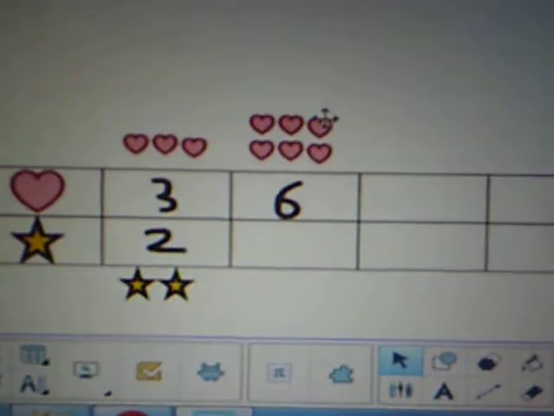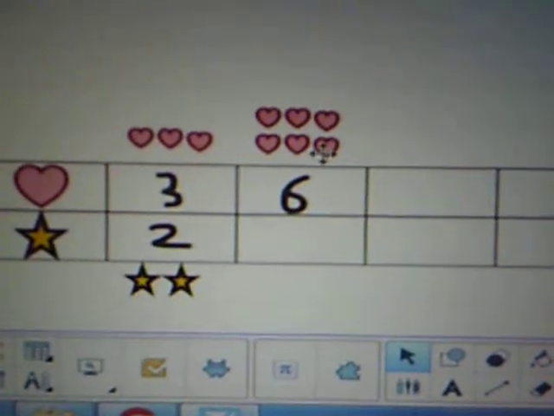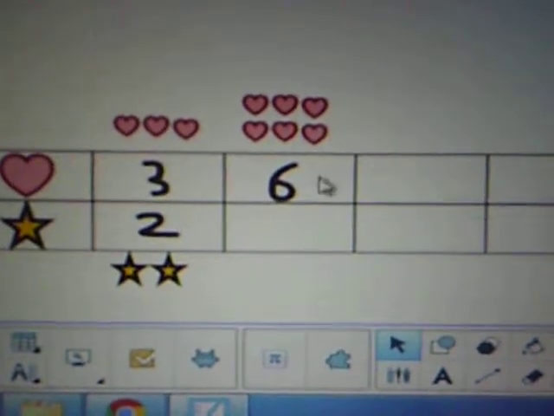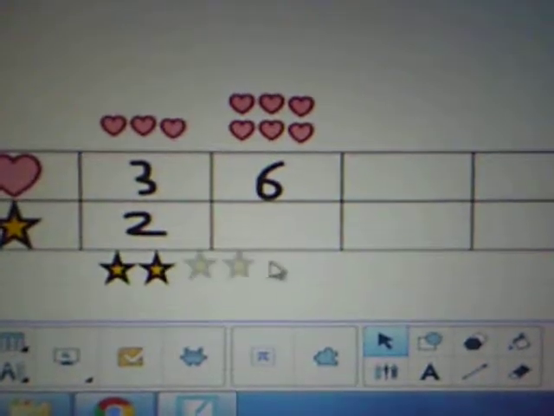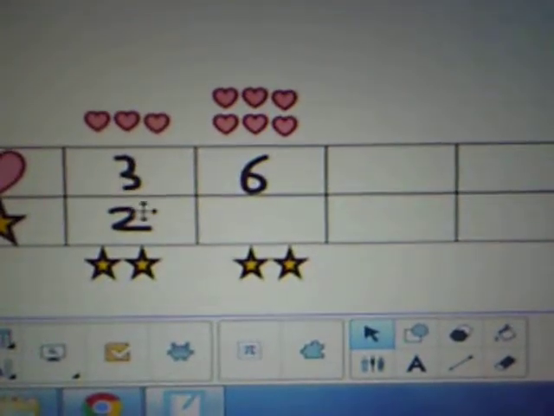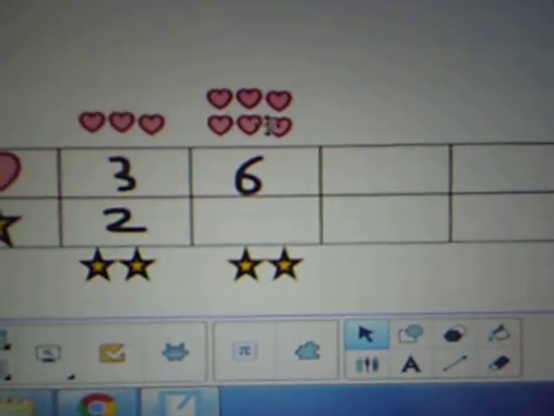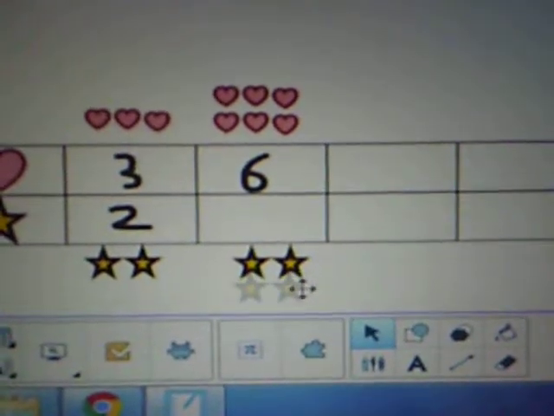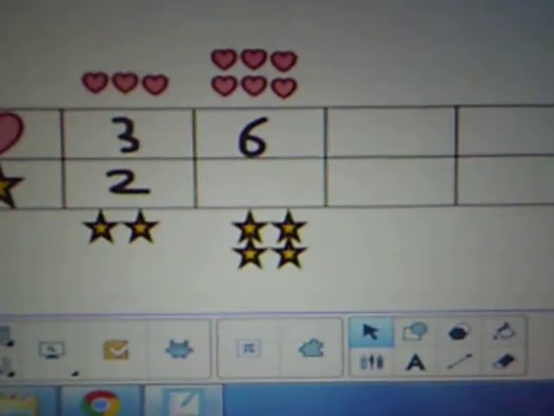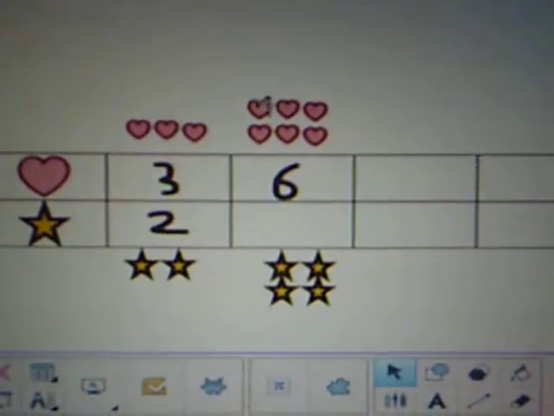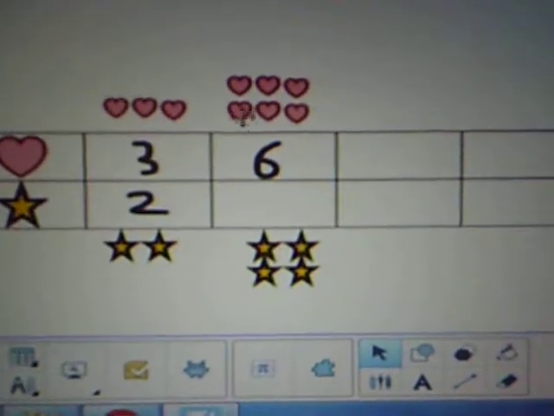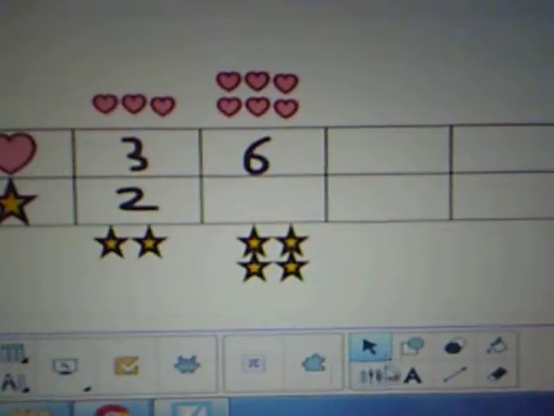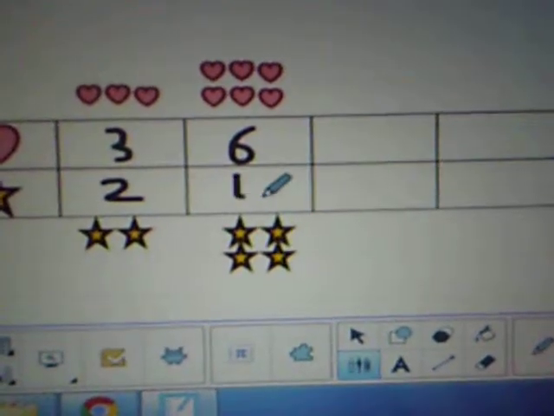So here you'll see we have 2 sets of 3 hearts. These 3 and this set of 3. This set of 3 hearts gets 2 stars because the ratio is 3 to 2. But then also this set of 3 hearts also gets 2 stars. So if you'll notice, when we have 6 hearts, a 3 and a 3, we have to give 2 stars for each set of 3 hearts. So when we have 6 hearts, we have a total of 4 stars.